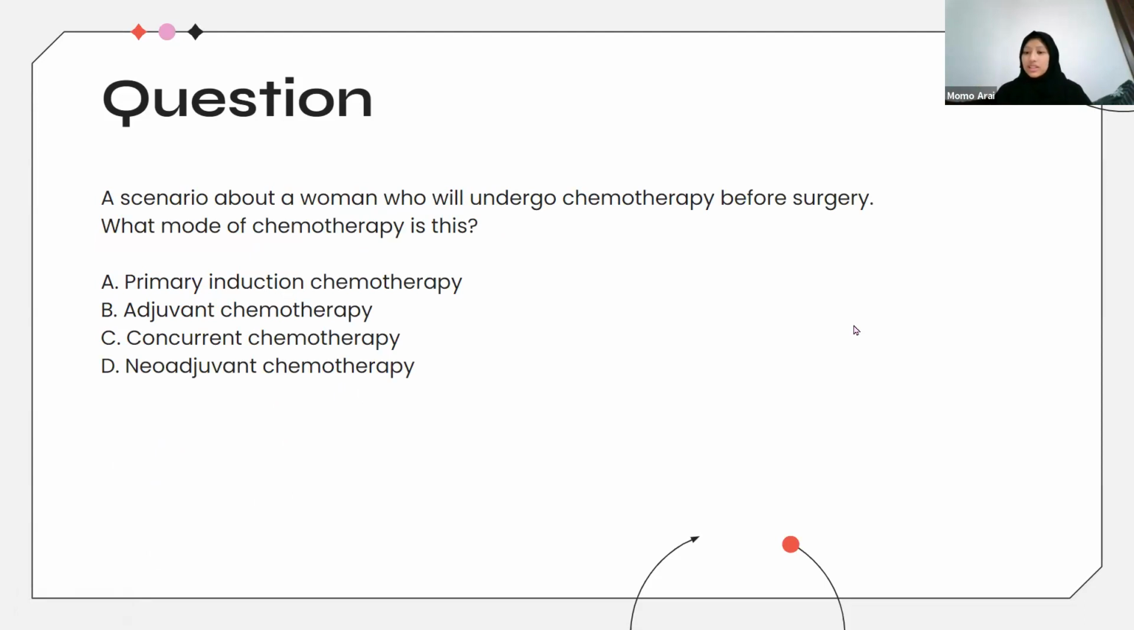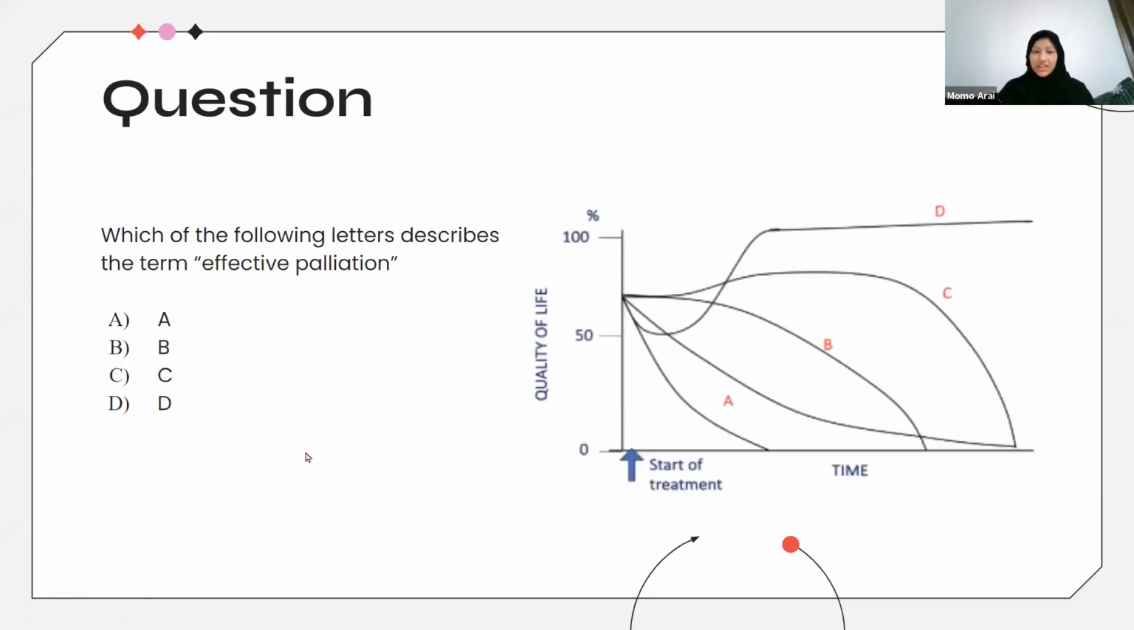Okay, someone said D. Does anyone have other answers for this? If D is your answer, why not B? What's adjuvant chemotherapy? What's the difference? Good, after surgery. Just know the difference between those two. Neo is like new, so before surgery. Adjuvant is after. I just wanted you to know the difference. Neoadjuvant chemotherapy is the answer, before surgery.